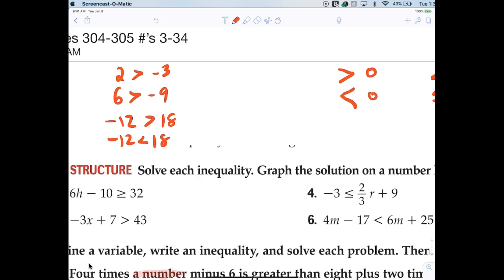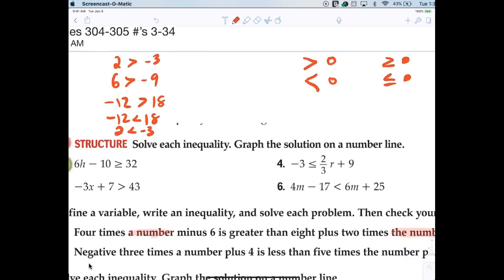Same thing if I were to divide by, let's say, -6. If I divide by -6, I get 2 is less than -3. Is 2 less than -3? No. So again, the major concept here that you have to remember is if you multiply or divide by a negative, you have to change the inequality sign. Everybody okay with that?